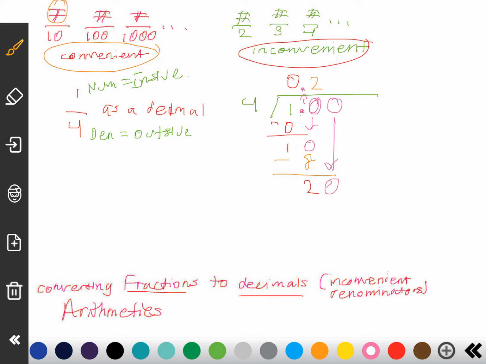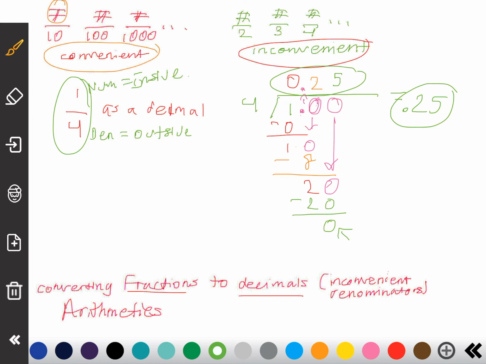Now the question we need to ask is, how many times can 4 fit into 20? So that's 4, 8, 12, 16, and 20. So that's 5 times. 5 times 4 is 20, and 20 minus 20 is 0. So thankfully, we have no remainder. So we have successfully found the decimal version of 1/4. 1/4 as a decimal is 0.25, which is the top of the division problem.